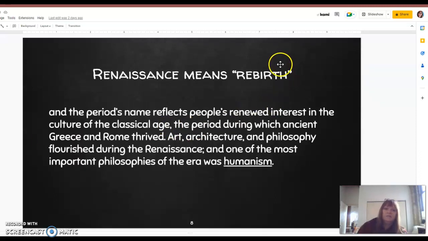So Renaissance means rebirth, and this period's name reflects people's renewed interest in the culture of the classical age, the period during which ancient Greece and Rome thrived. Art, architecture, philosophy, literature flourished during the Renaissance, and one of the most important philosophies of the era was humanism.